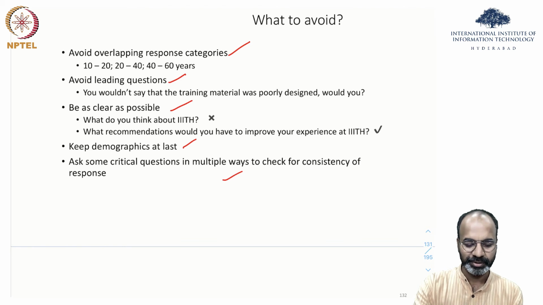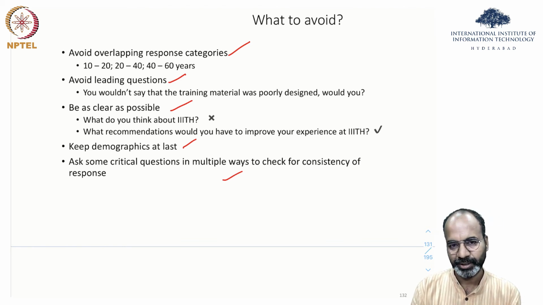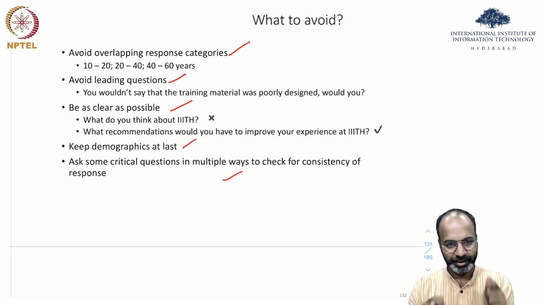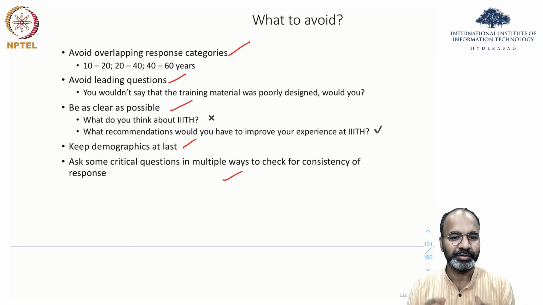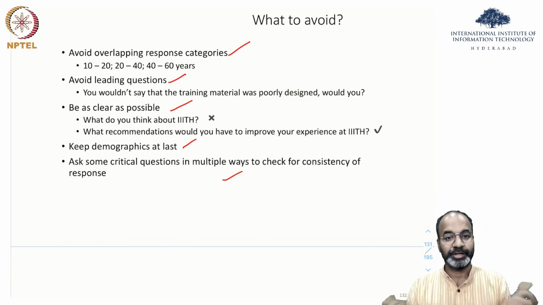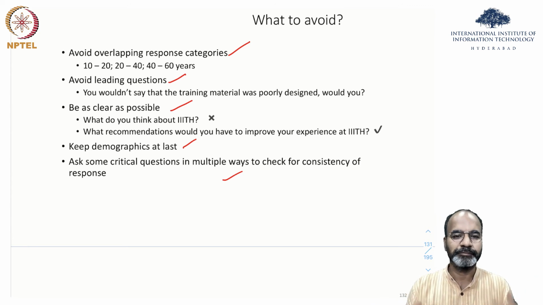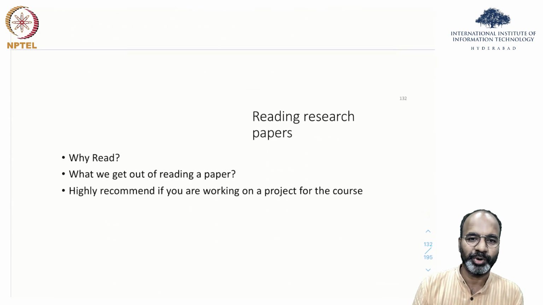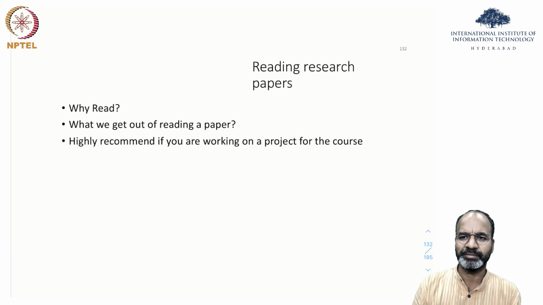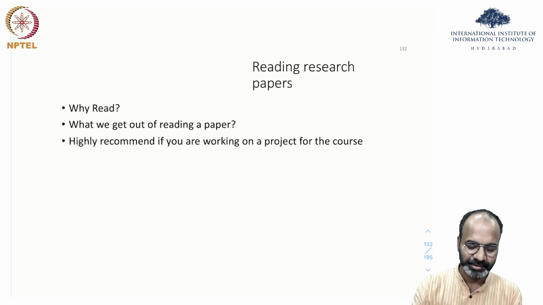as clear as possible, keep demographics at last, and ask some critical questions in multiple ways. Let's take the date of birth or the year of birth: you ask the same question in different places, so the response has to be the same. If the responses are different, then you know that the user is probably not even thinking. The user is probably just clicking on some random buttons.